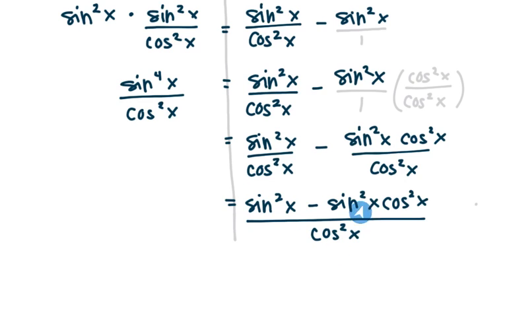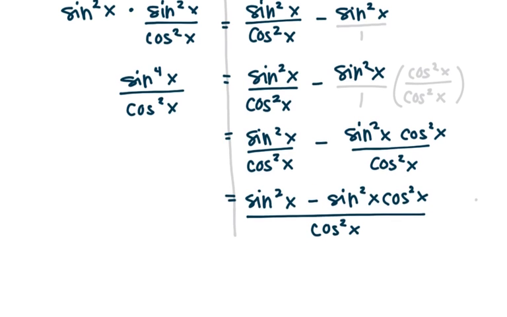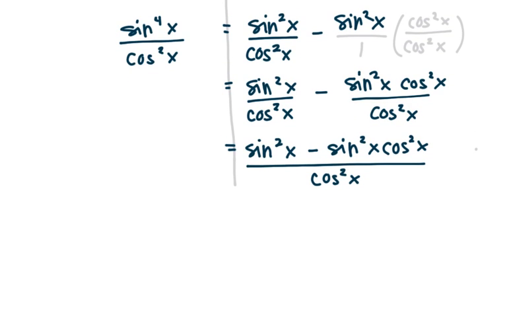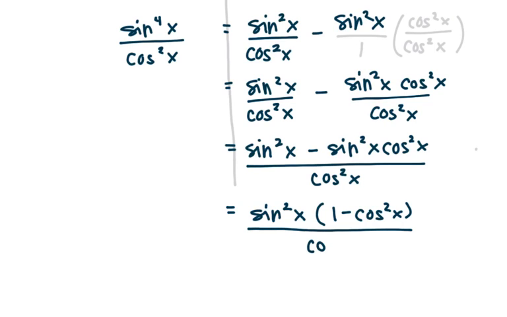So we need to manipulate, and maybe thinking about some algebraic operations would help us. I need to somehow turn this numerator into sine to the fourth x. I already have my denominator cosine squared x, but I need my numerator to change. Is there anything I can do? The first thing I see would be to factor out a GCF in that numerator. So that's sine squared x times 1 minus cosine squared x. That's what I have in the numerator, again all still over cosine squared x.